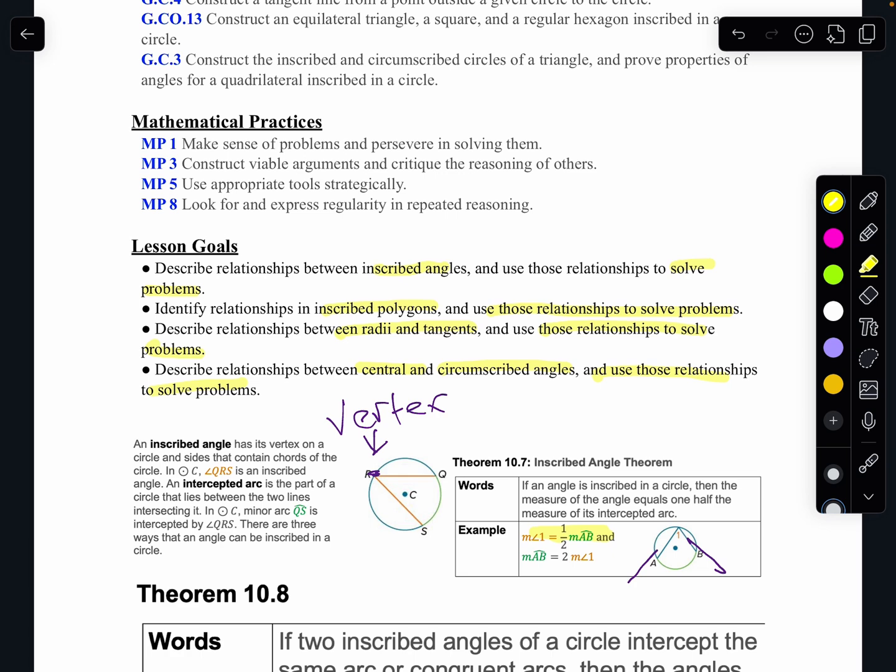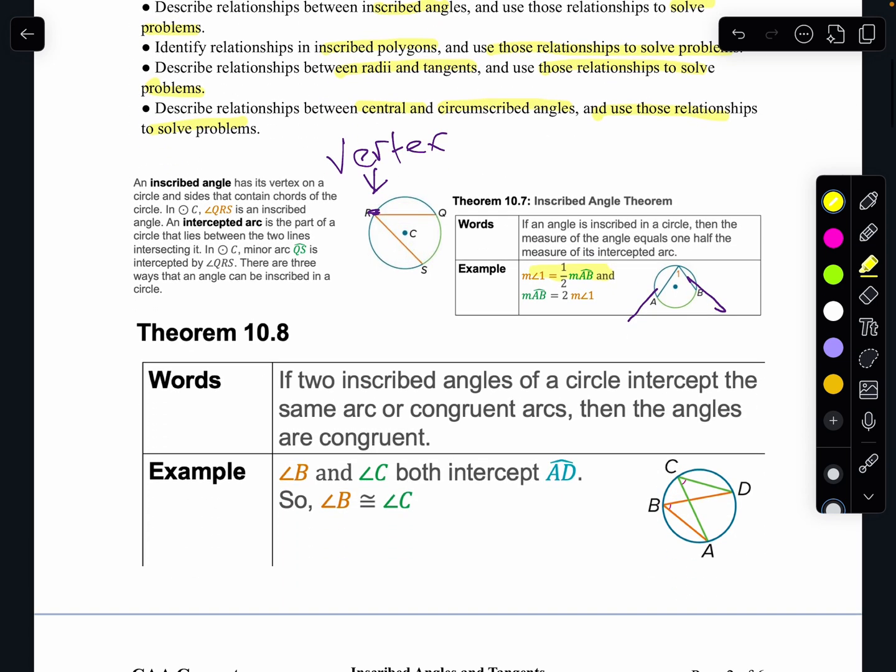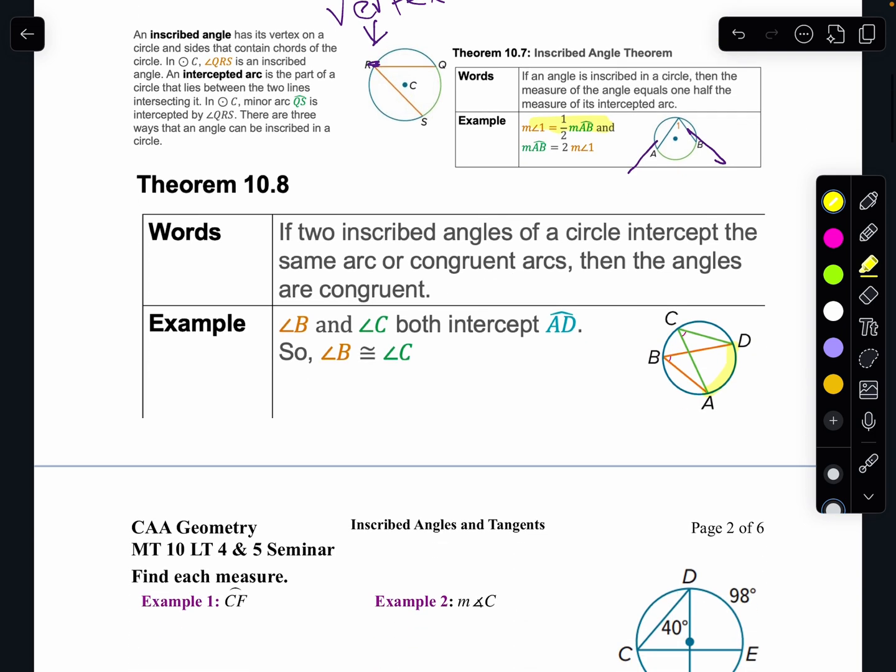Central angle is the same as the arc. Inscribed angle is half the arc. So you could say an inscribed angle is half of a central angle. Now, our first theorem says if I have two inscribed angles that intercept the same arc, those two angles have to be congruent because they're each half the arc. By the transitive property, they're going to be congruent.